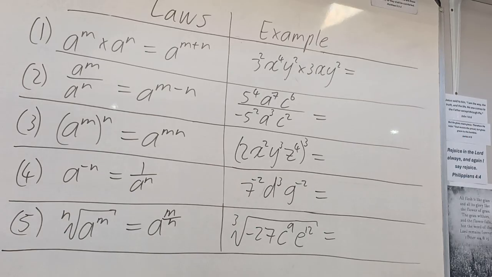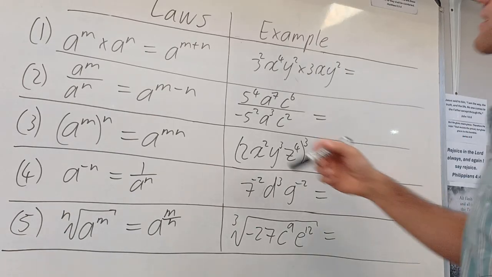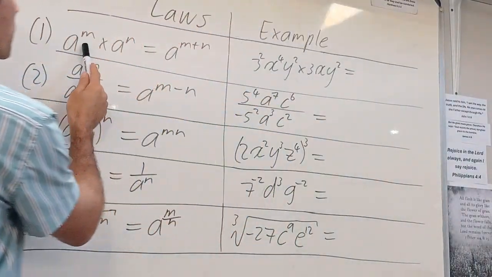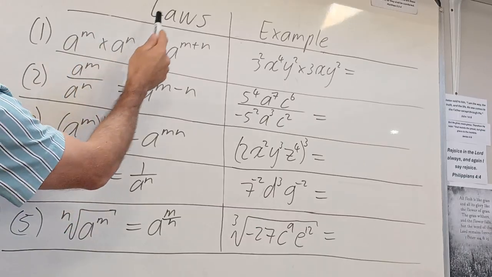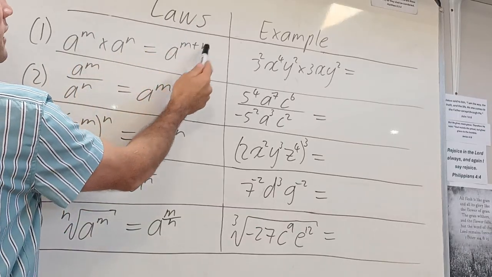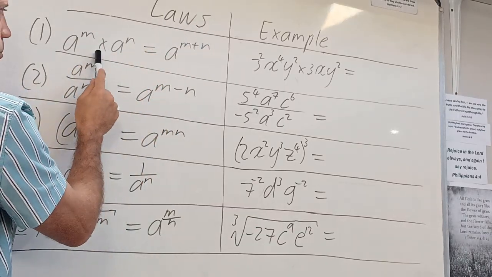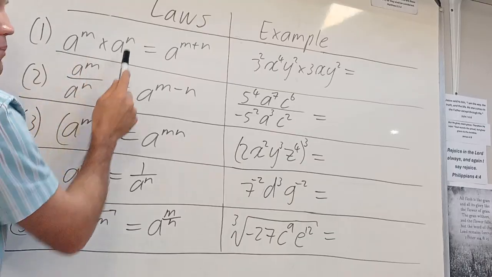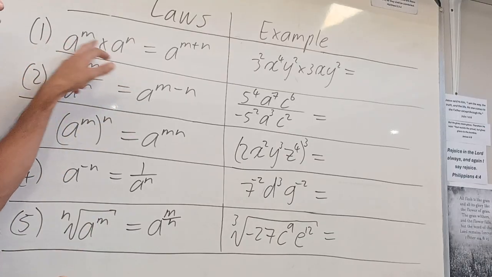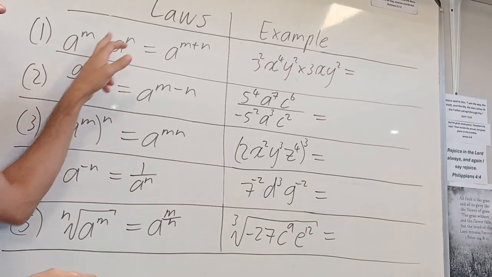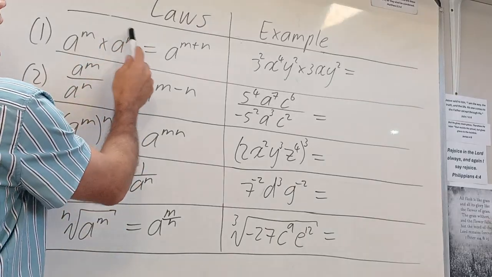So with the first law, law number 1, you guys remember it? Law number 1: a to the power m times a to the power n is equal to a to the power m plus n. When we multiply with the same base, it must be a and a, not a and b. Same base, a and a, you multiply, you add the exponent.